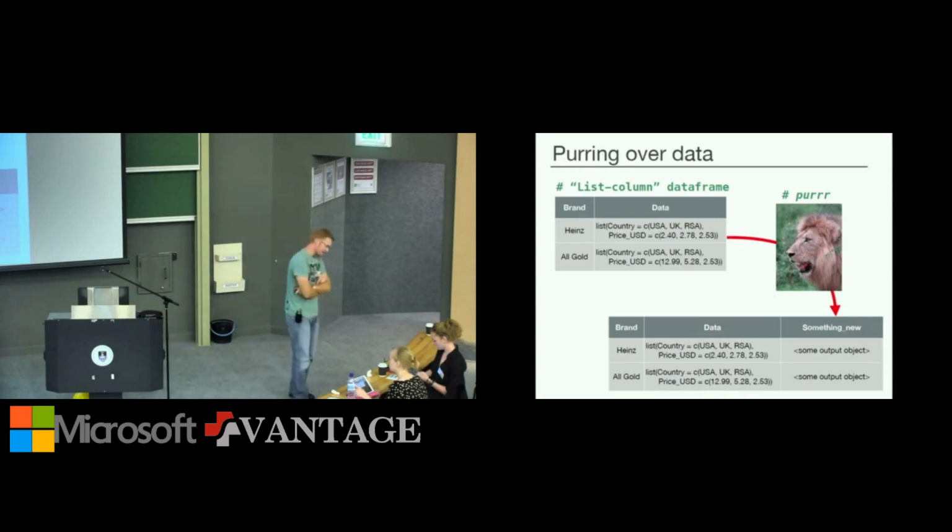And I think it was on Twitter that I first came across the whole thing of list columns and purrr. In terms of list columns and purrr, you take a list column, you purrr through it, and you have an output. So it looks pretty much like a lapply function.